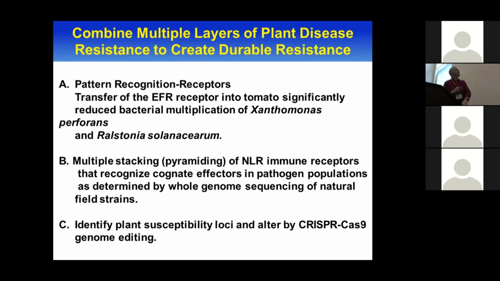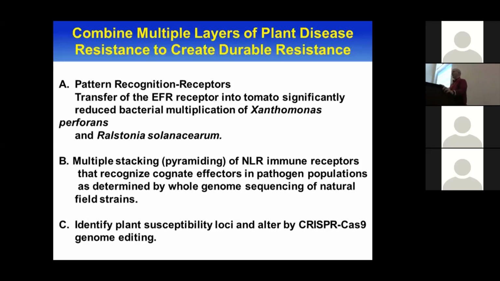One thing we're interested in doing is using pattern recognition receptors. I'll give you an example where we can transfer the EFR receptor into tomato, which significantly reduces the multiplication of Xanthomonas and Ralstonia bacterial pathogens. Can we actually make stacks of disease resistance genes? If the pathogen mutates one of its effectors, it can overcome resistance, but if you have a multitude of resistance genes, the pathogen would need a whole series of mutations to override them. And then what I'm quite interested in these days is identifying plant susceptibility loci.